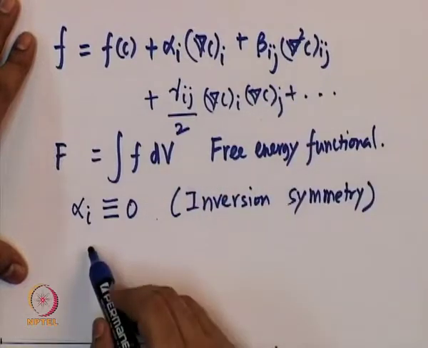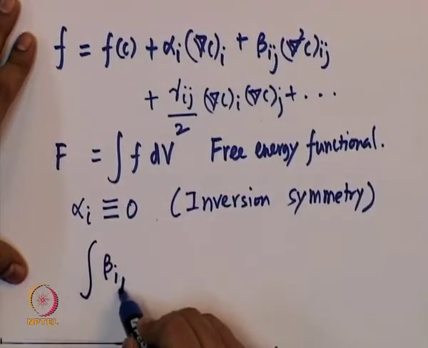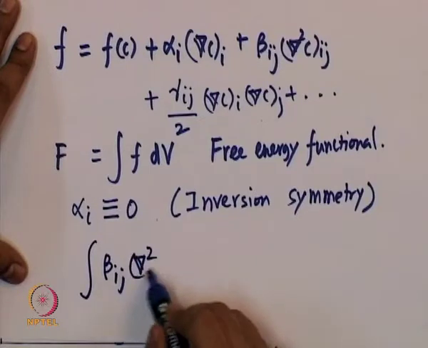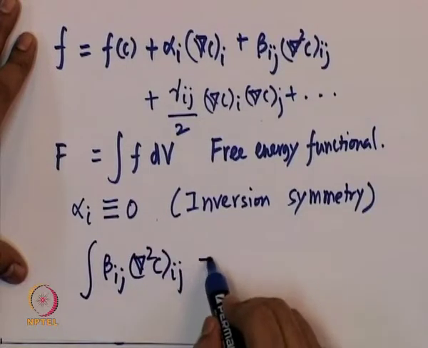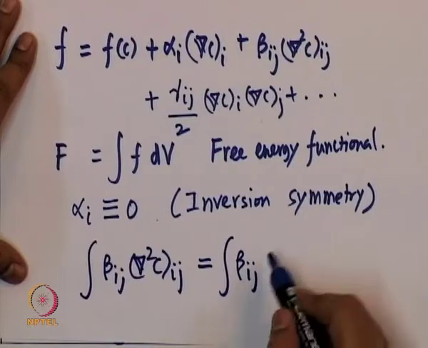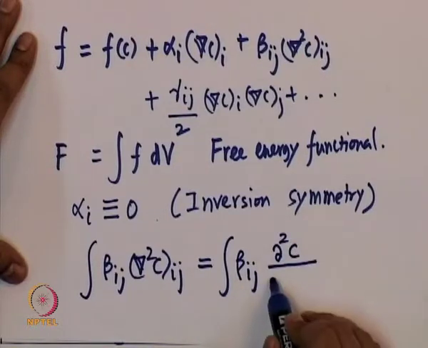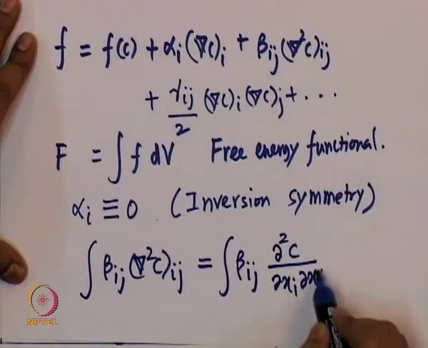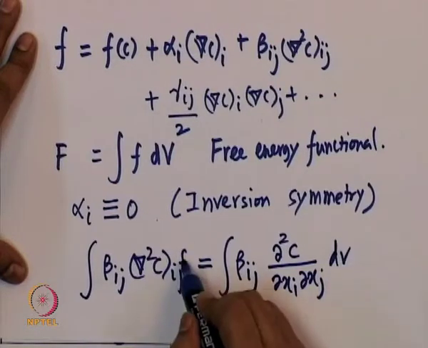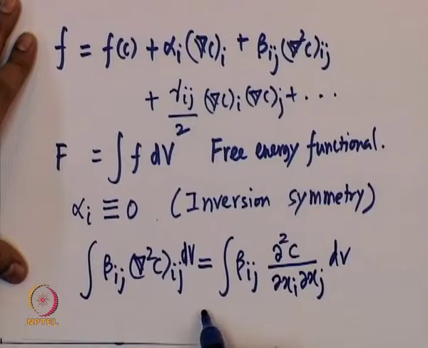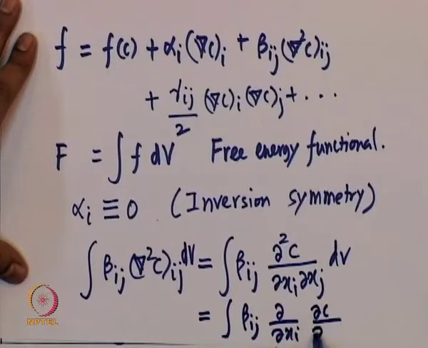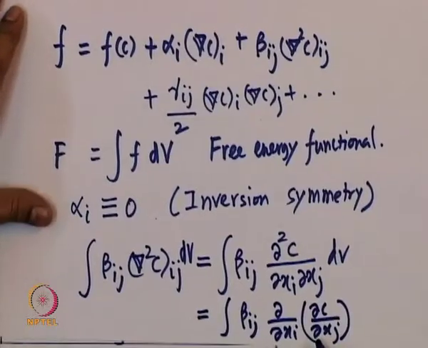To do that, let us consider this term, beta_ij ∂²C/∂x_i∂x_j dV. This is the integral, and I am going to write it as beta_ij ∂/∂x_i of (∂C/∂x_j). We know that this term is nothing but ∂C_j, so I am going to write this.